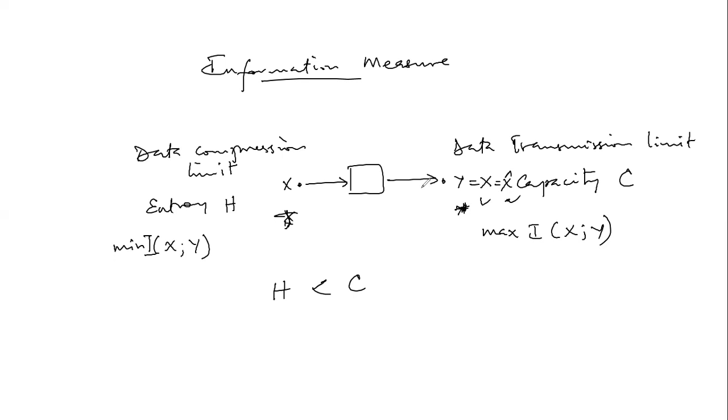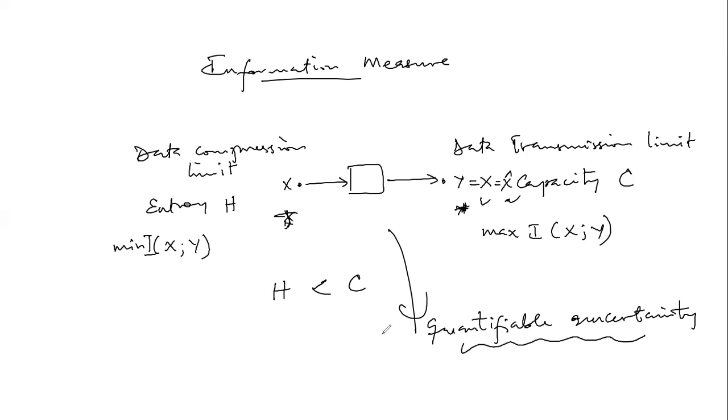So since what we get to receive may either be distorted or undistorted, the information contained in the message, therefore, is defined as uncertainty, or better still, quantifiable uncertainty. And this quantified uncertainty is therefore modeled as a random variable.